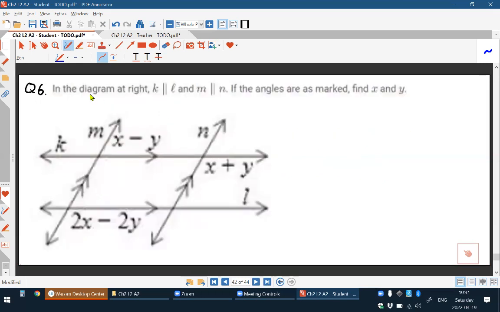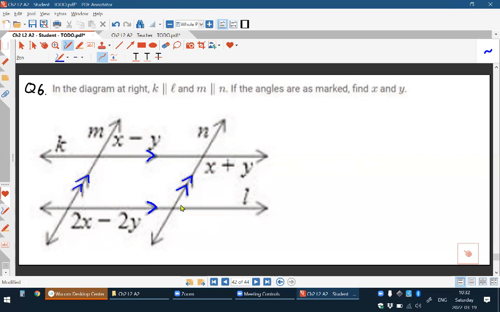Okay, next one. In the diagram below, line K is parallel to line L. So we are given line K parallel to line L like this, and line M, which is here, is parallel to line N. Also, two pairs of parallel lines. And then, if the angles are marked, find x and y. So this time we need to find both x and y. Another angle chasing problem, right?